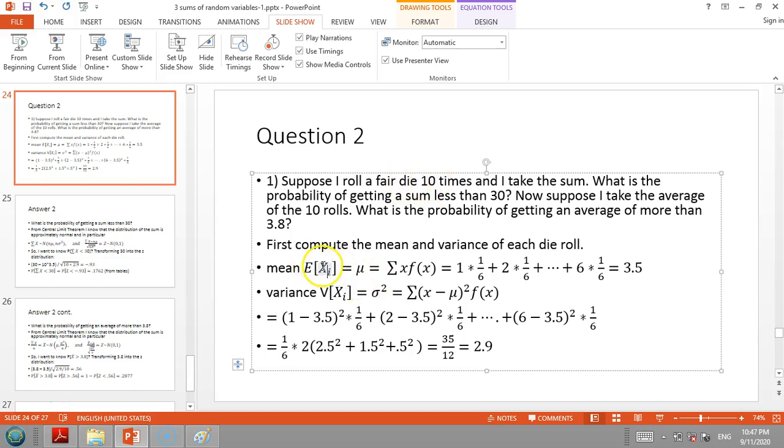And so I compute the expected value as 3.5 for just one of the rolls, which is reasonable. And the variance is 2.9.